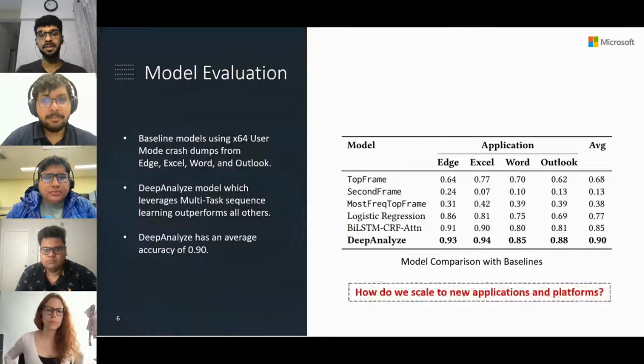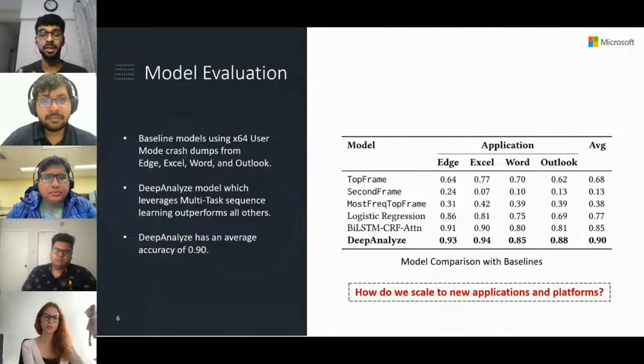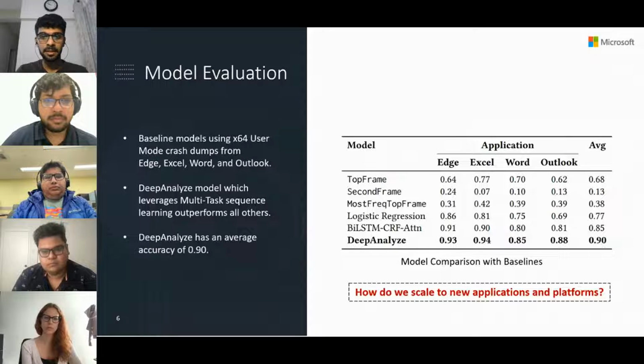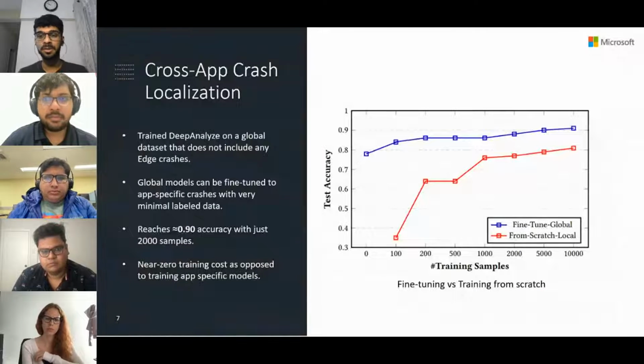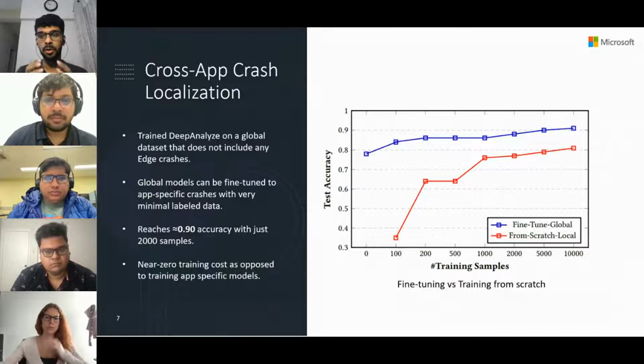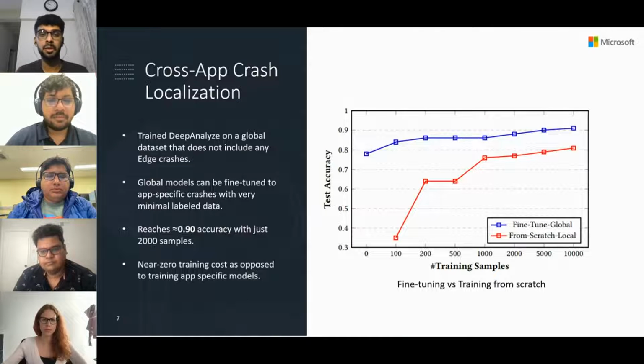But the question that remains is, how do we scale this to new applications and platforms? Does this mean I have to train a DeepAnalyze model for every single application that comes in the future? The answer is no. And to answer that, we propose a transfer learning approach. Our hypothesis here is that models trained on one set of applications can be transferred to a disjoint set of applications. And this is based on the observation that stacks across applications have quite a few common and generic patterns, which can be learned application agnostic, and thus can be transferred from one application to another.